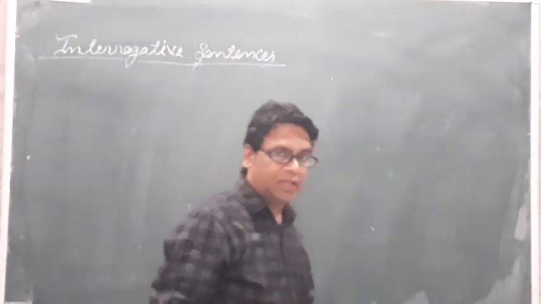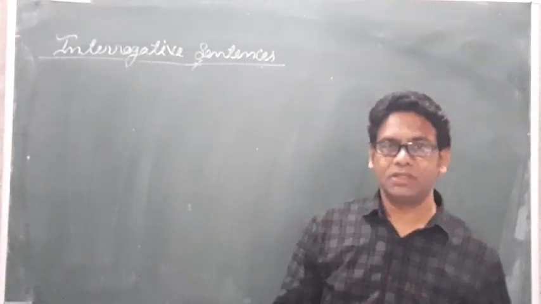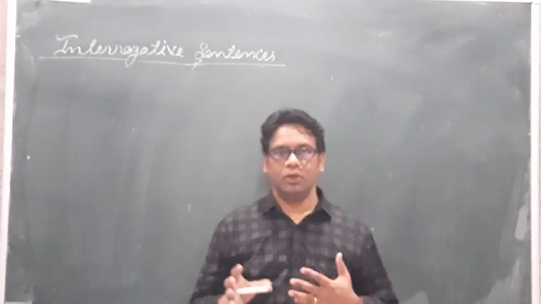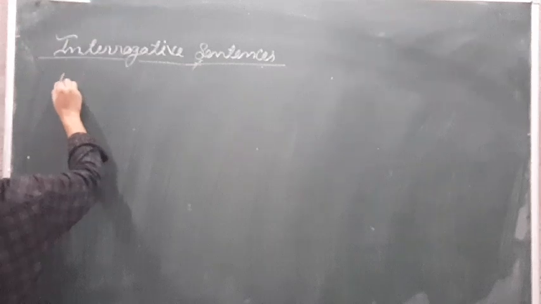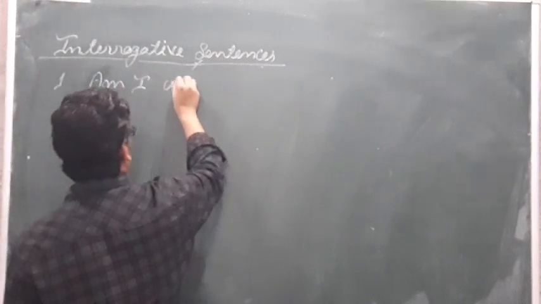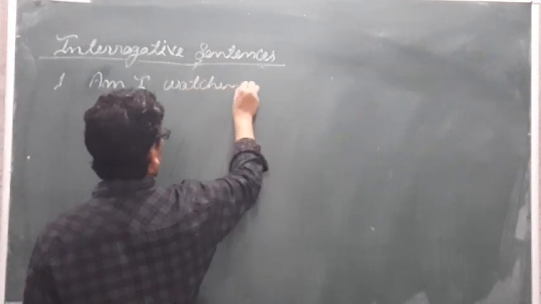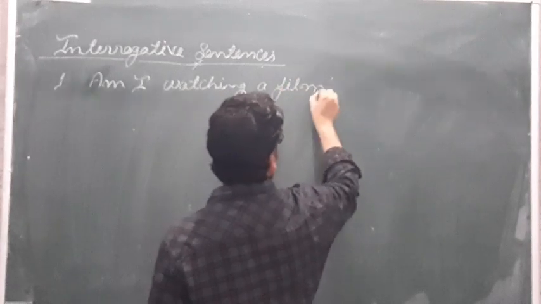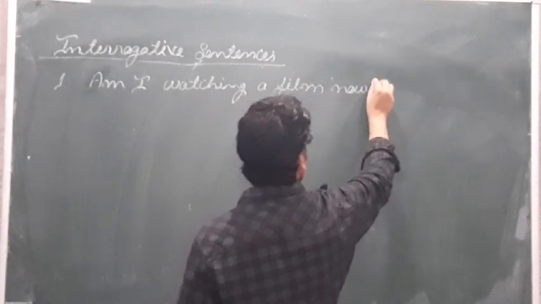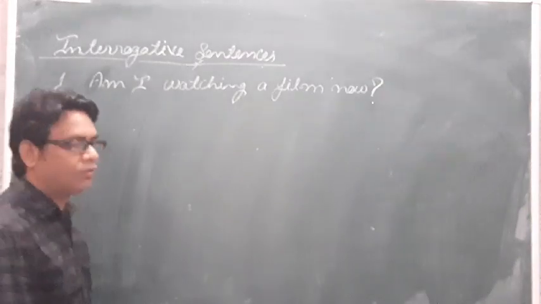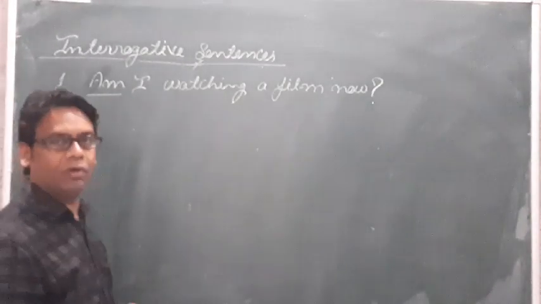Here we see that interrogative sentences will remain interrogative sentences when we change them into passive. I write one sentence here for you: Am I watching a film now? Here we see that the given sentence starts with am, which is a helping verb.